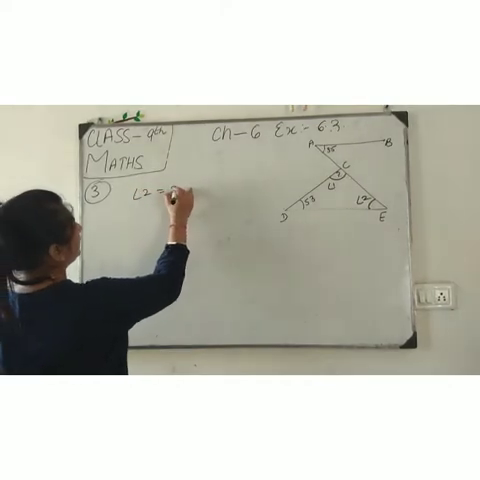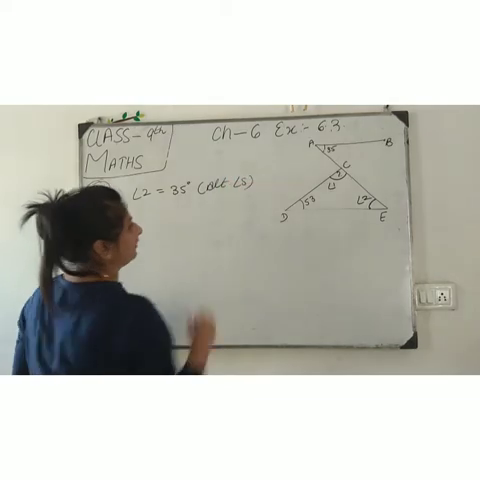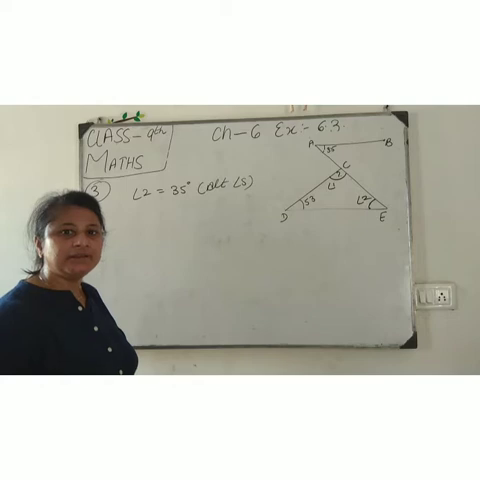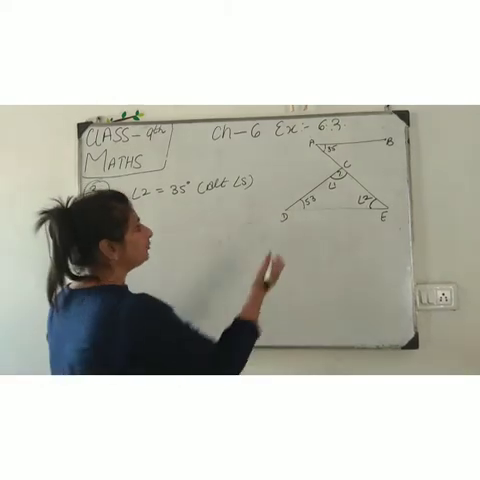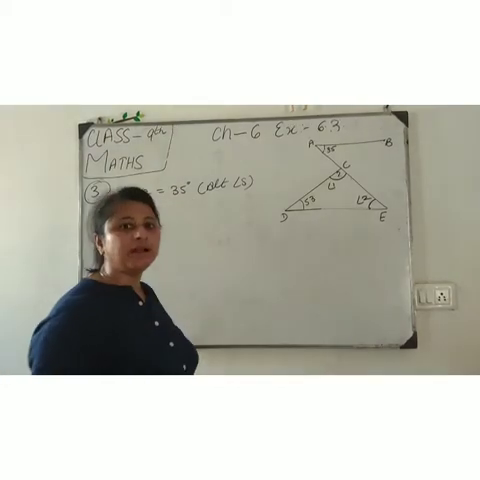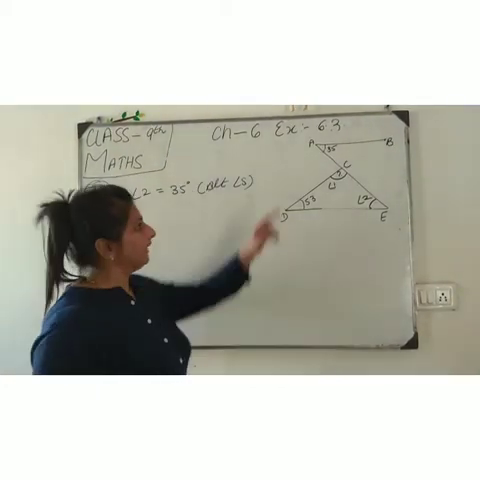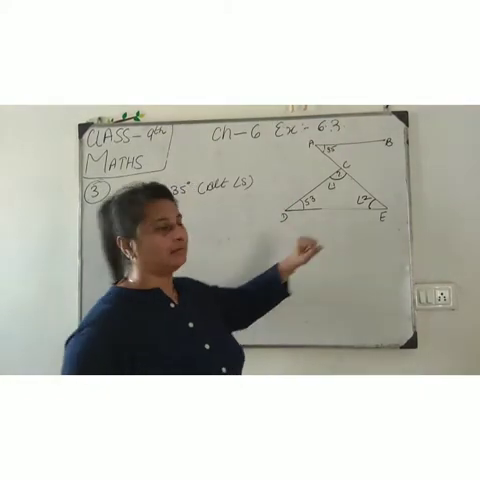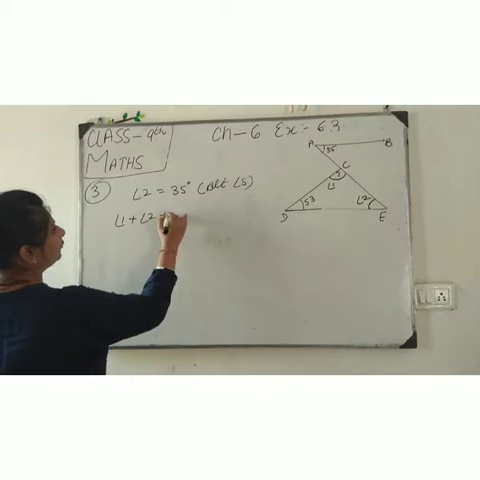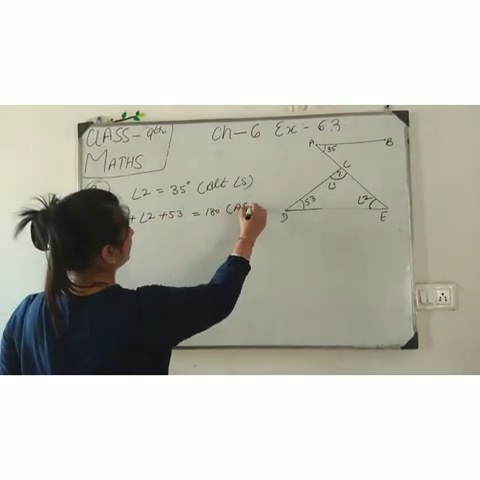Angle 2 equal to 35 degree, reason: alternate angle. And we already told you, we are able to draw alternate angles on the figure when two lines are parallel. So here AB and DE both are parallel, given. So angle 1 plus angle 2 plus 53 degree equal to 180. Reason: angle sum property.